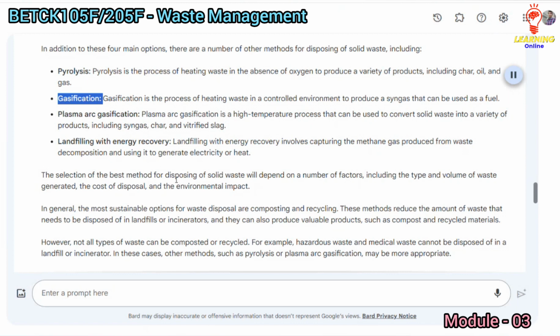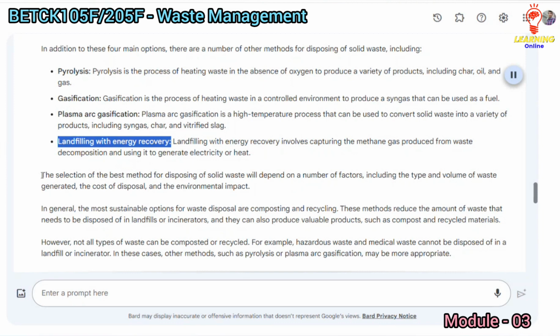Plasma arc gasification is a high-temperature process that can be used to convert solid waste into a variety of products, including syngas, char, and vitrified slag. Landfilling with energy recovery. Landfilling with energy recovery involves capturing the methane gas produced from waste decomposition and using it to generate electricity or heat.